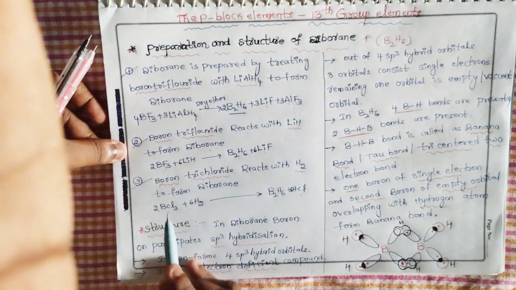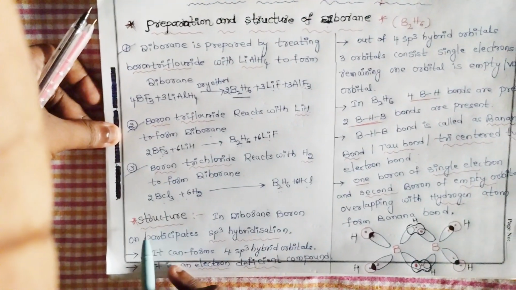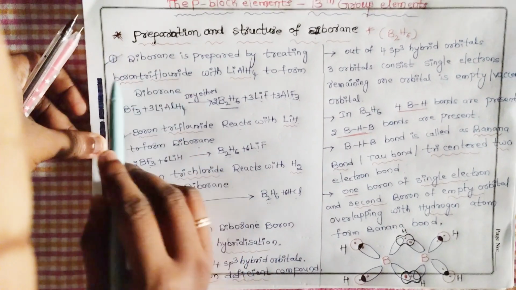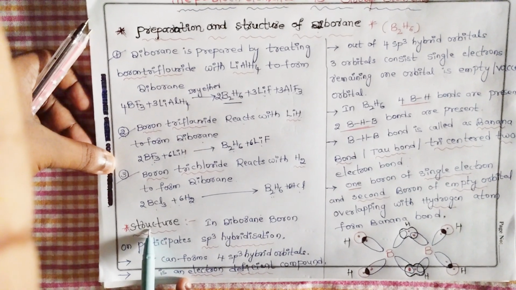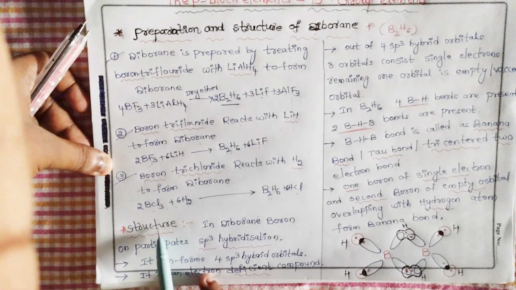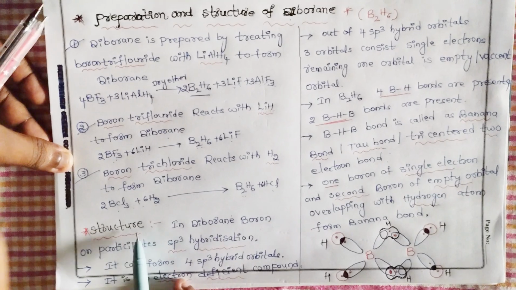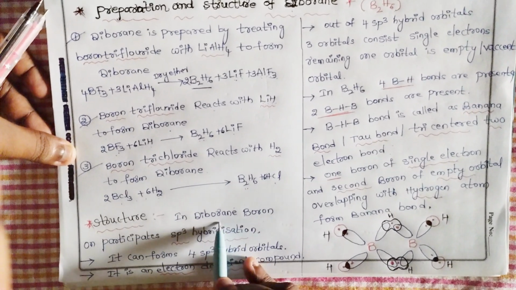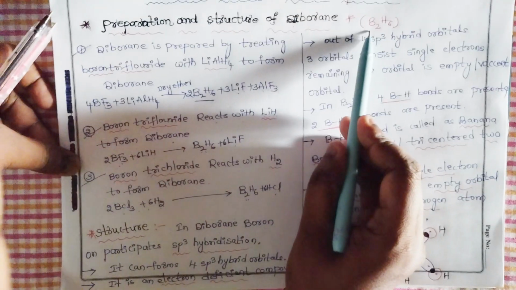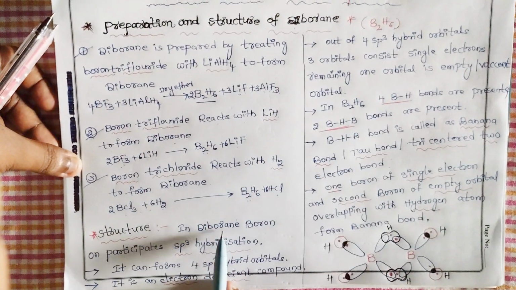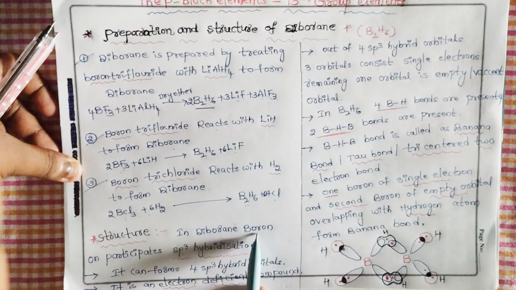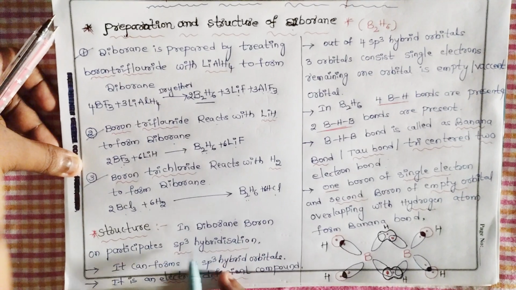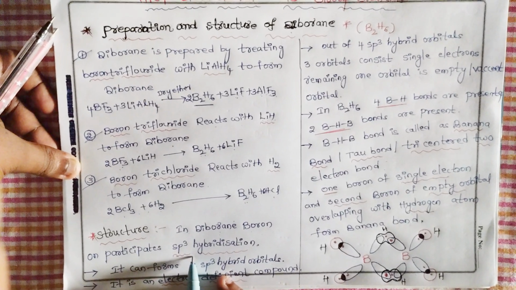Next, the topic we will discuss is the structure. The preparation methods are completed, then next, the structure of diborane. Before the explanation of the structure, we should know the formula of diborane, B2H6. In diborane, the element present mainly is boron. Boron participates with sp3 hybridization.